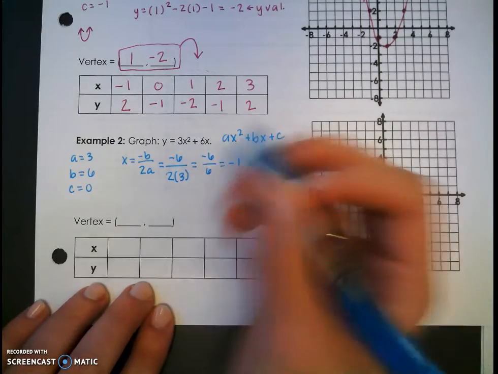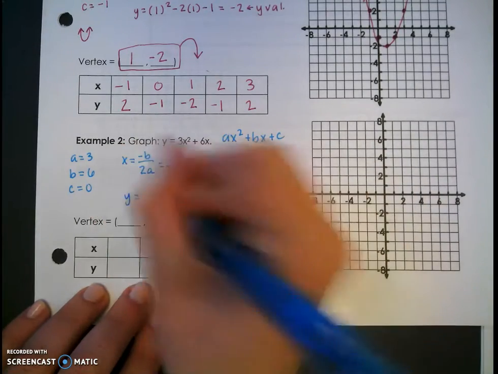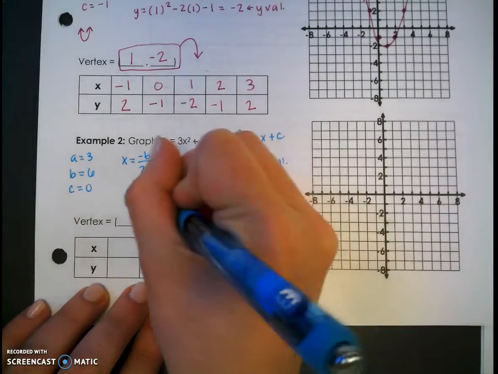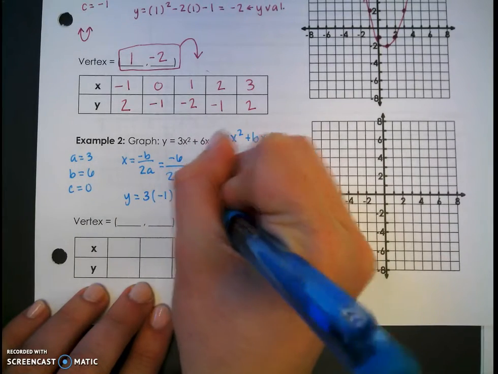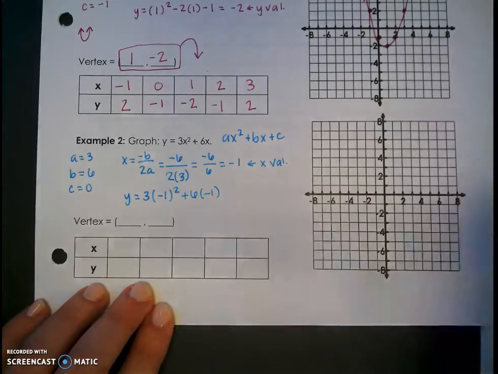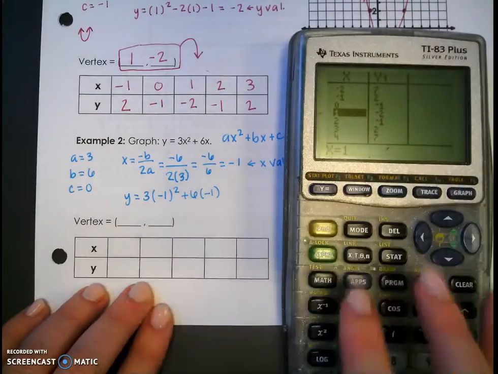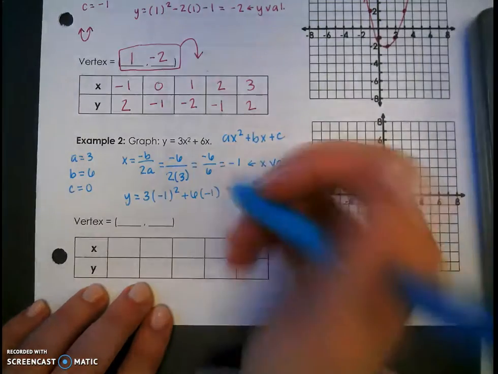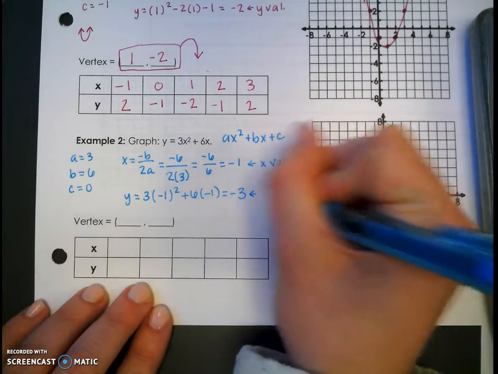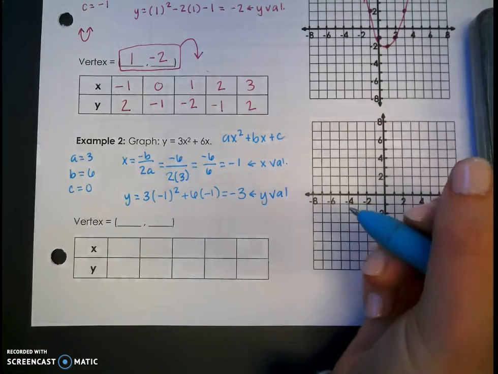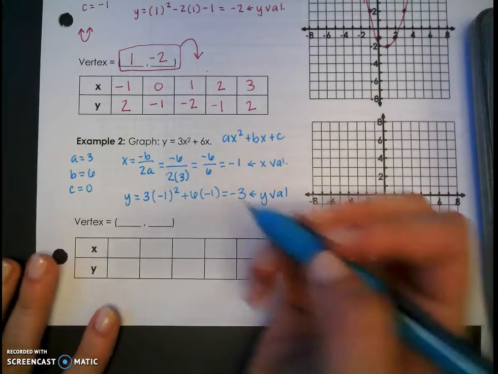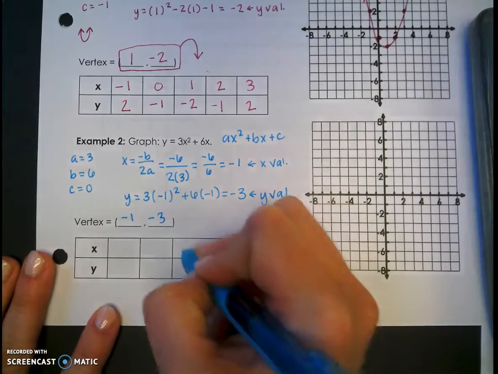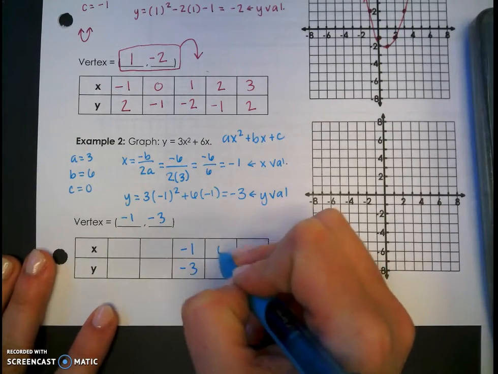Plug that in for both those x's to get my y's. So 3 times -1 squared plus 6 times -1 is equal to negative 3. So that's my y value. So my vertex is at negative 1, negative 3. Again, that goes in the middle.